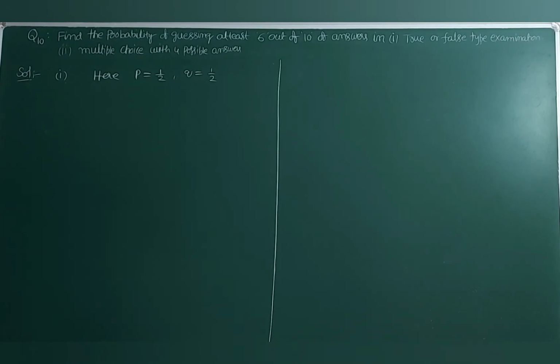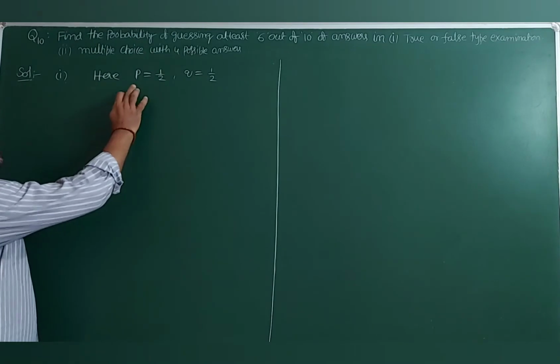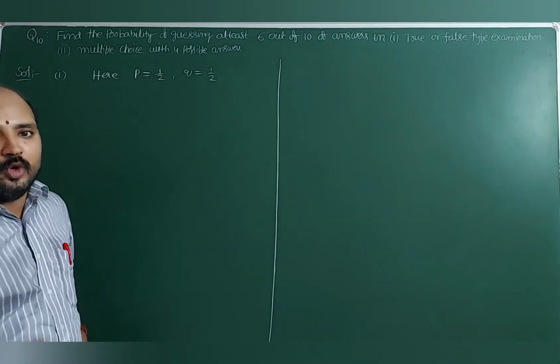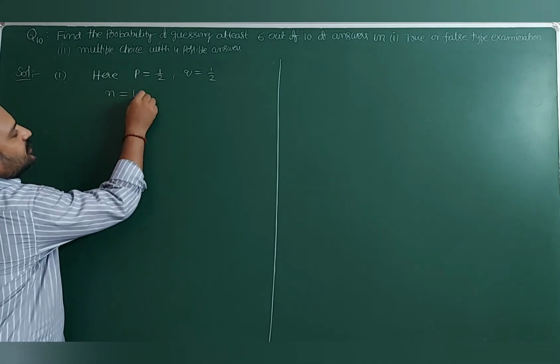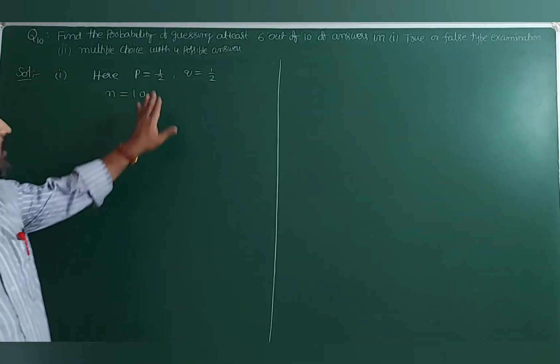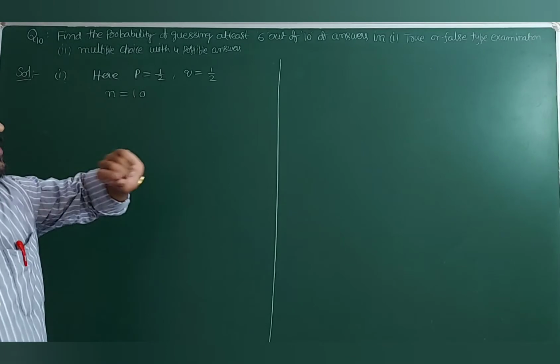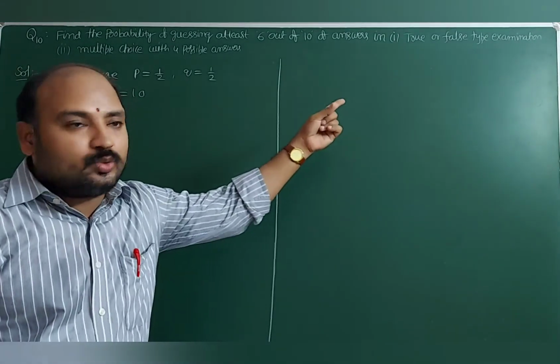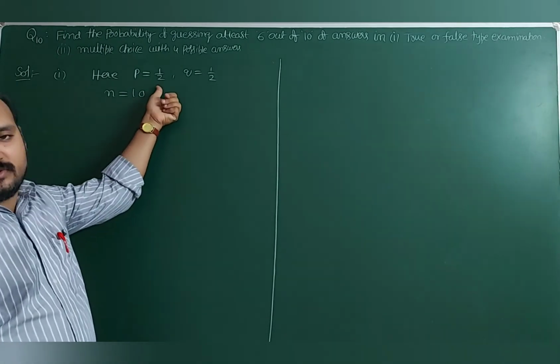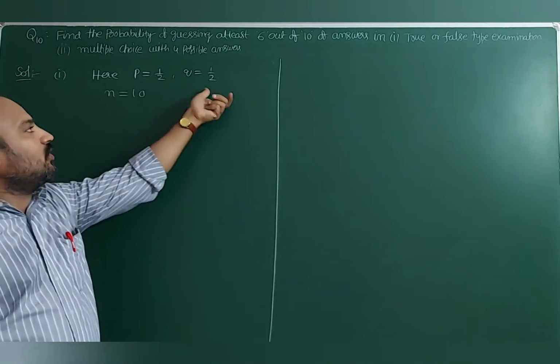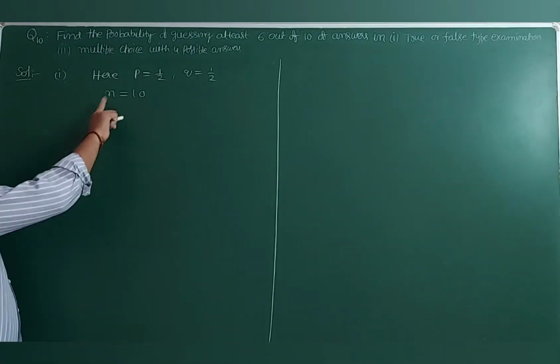So probability of guessing at least 6 out of 10 answers. At least 6 in those answers, one is the true or false type of question. So P is equal to 1 by 2, Q is equal to 1 by 2. I hope you understand, dear students. So the total number of answers n is equal to 10. Here P represents the probability that the answer is true. Out of true and false, two possibilities are there: the true case is 1 by 2, the false case is 1 by 2. So n is equal to 10.